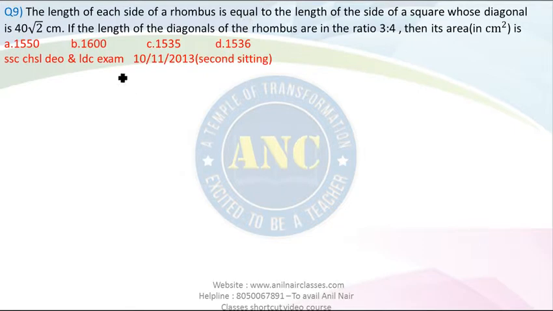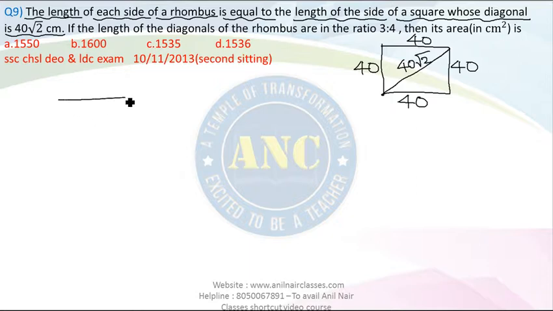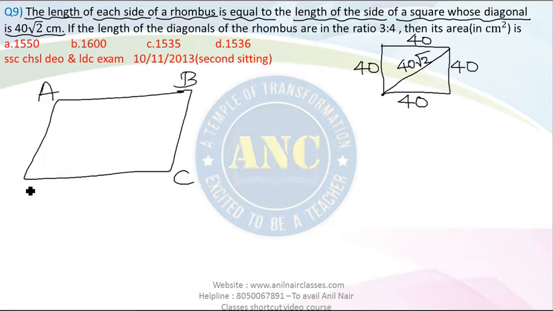Next question. Please see this next question. Your next question says the length of each side of a rhombus is equal to the length of the side of a square whose diagonal is 40 root 2. That means I have a square. The diagonal of this square is 40 root 2. If the diagonal is a root 2, then the side of the square will be a. That means each side of the square is 40, 40, 40 and 40. The length of each side of the rhombus is equal to the length of the square, which is 40. That means all four sides of the rhombus are also 40. This point should be clear.